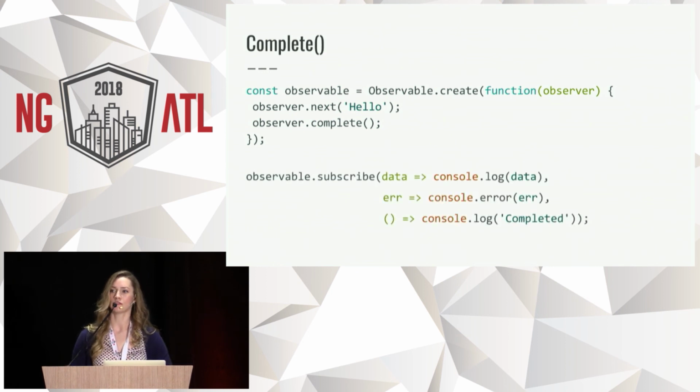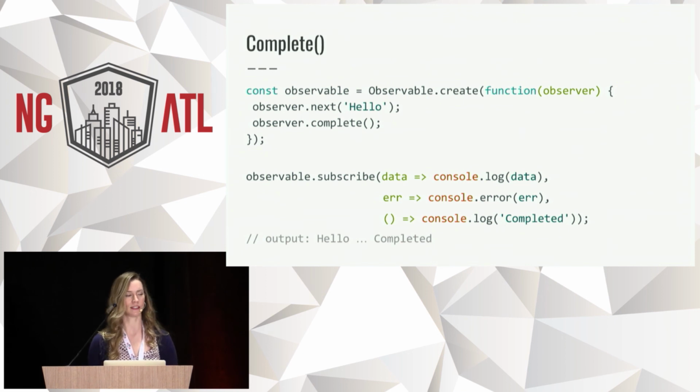In order to see a notification from complete, we'd have to pass it in as a third callback. The third callback is always for handling those notifications. And since it doesn't accept any parameters, we're just going to print out the string completed. When we execute this, it runs as we expect, and we'd see hello and completed.